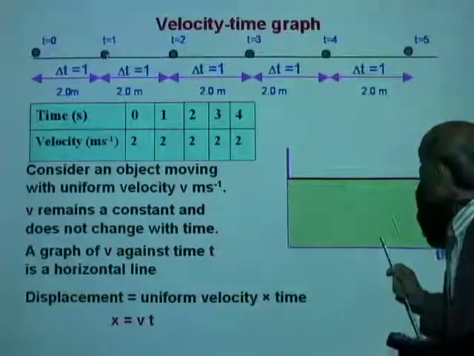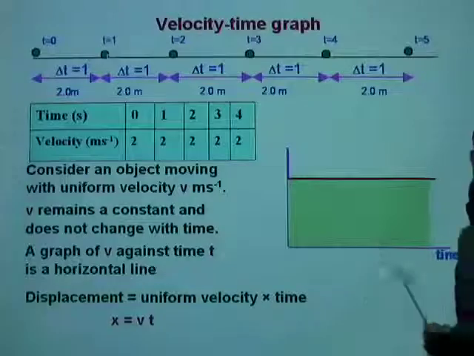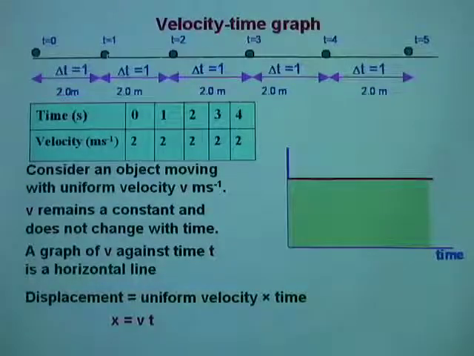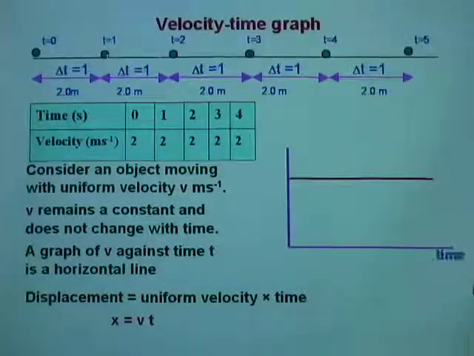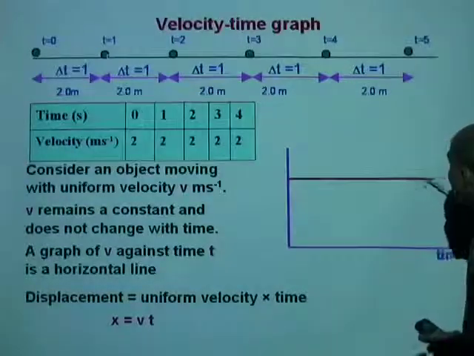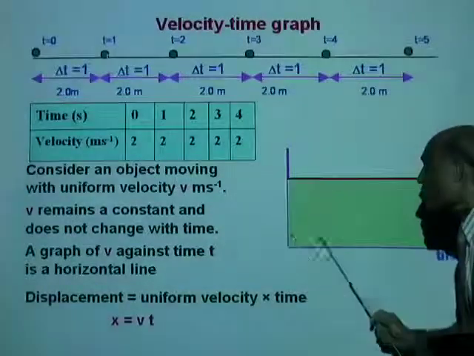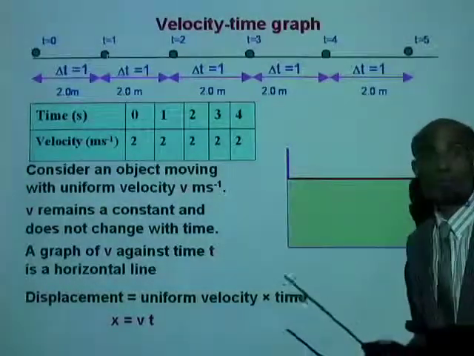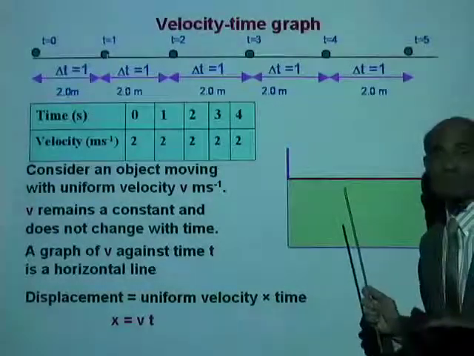Now look at the area under the curve. I have just shaded that area. What does the area under the velocity graph represent? If I shade this area, the shaded part is a rectangle. What does the area of that rectangle represent?